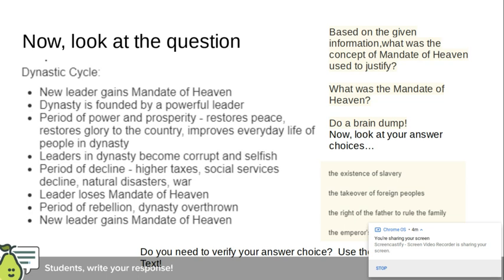So we need to verify our answer choices because we just want to make sure. Let's go back to the text and scan through and look for new leader gains mandate of heaven. Okay, we'll scan through and find it again. Leader loses mandate of heaven. What was the concept of mandate of heaven used to justify? The rule of the king or leader. We have a winner. There you go.